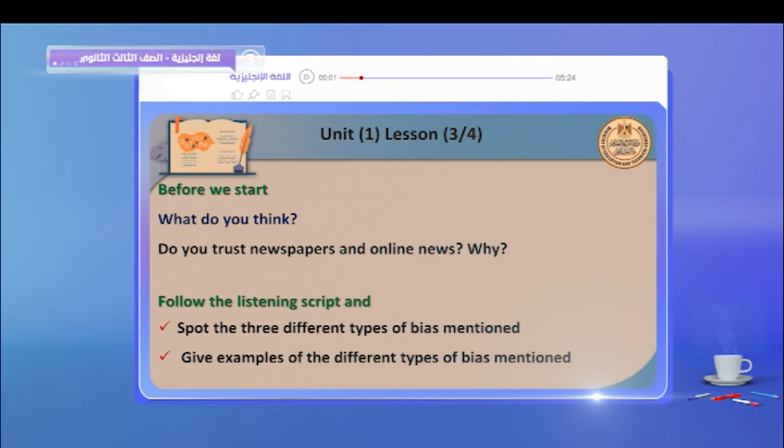Okay, let's check this question. What do you think? Do you trust newspapers and online news? Why? Why do you think so? Do you trust newspapers and online news? Tell me your opinion, I want to hear from you. And if you're ready you can write it down in the comments.